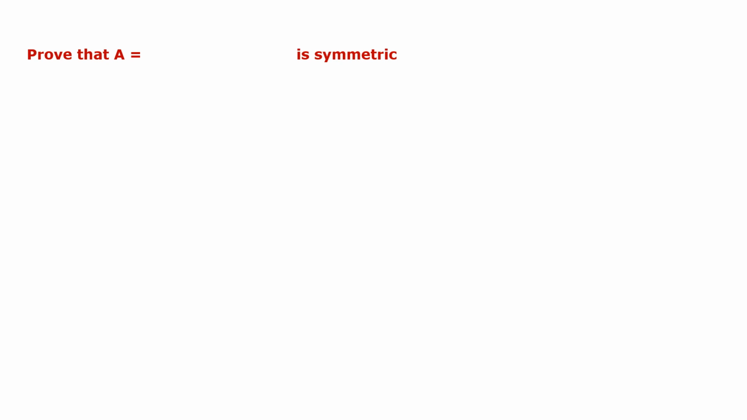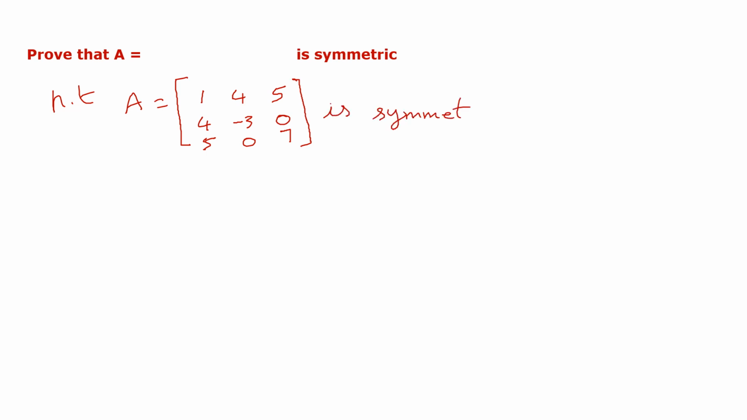Next question. You are asked to prove that a given matrix is symmetric. So what is that given matrix? Let us rewrite this question again. Prove that given matrix A, what is A? This is given in the problem: 1, 4, 5, 4, minus 3, 0, 5, 0, 7. You have to prove that this matrix is symmetric. So how to prove that it is symmetric?